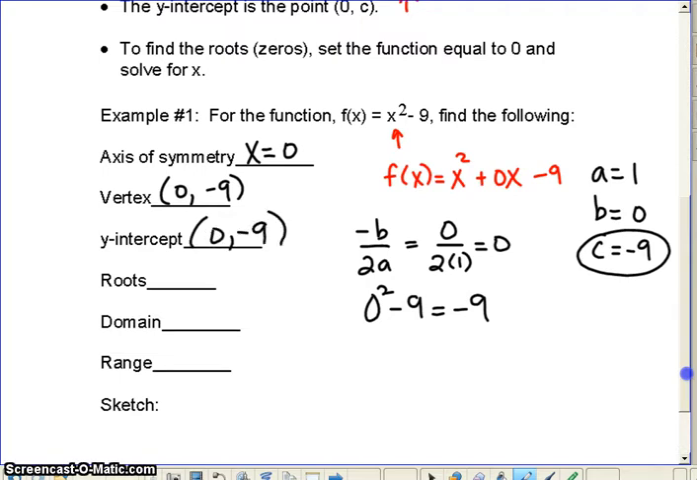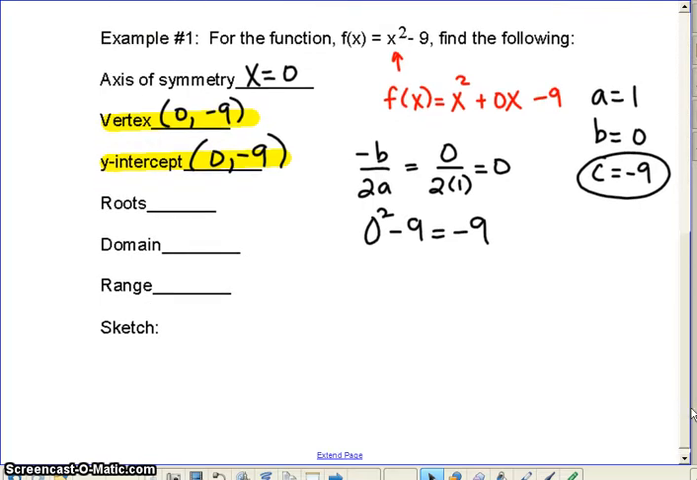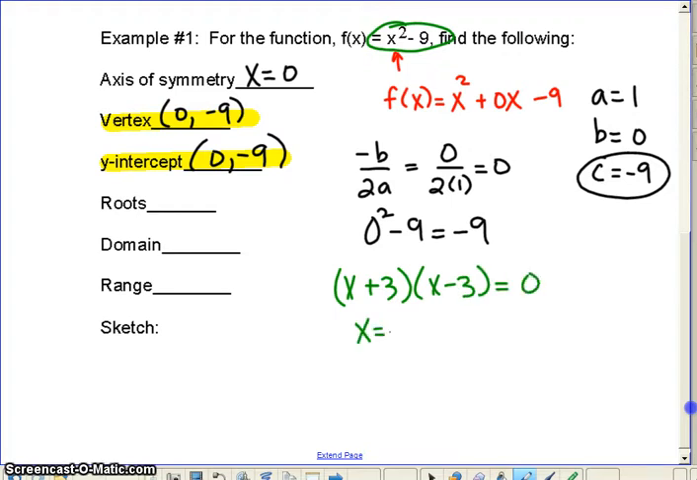Okay, if you'll notice in this example, the vertex and the y-intercept happen to be the same point. This is not always going to be true. Okay, the roots of the equation, where does it cross x? Since we have the difference of two squares, x plus 3 times x minus 3 is going to equal 0. So x is going to be equal to negative 3, and x is going to be equal to positive 3. So negative 3, 0, and positive 3, 0 is where it's going to cross the x-axis.